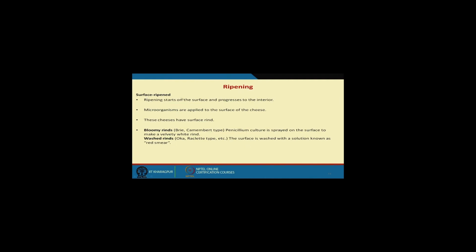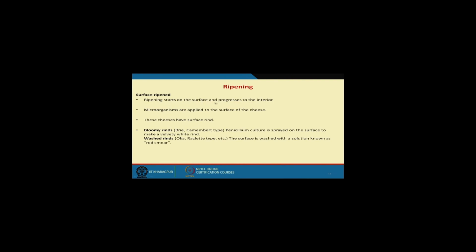Now another is surface ripening. Ripening starts on the surface. In interior ripening, ripening takes place throughout the cheese. But in surface ripening, it takes place only on the surface first and then progresses to the interior. Microorganisms are applied to the surface of the cheese, and then the cheeses are surface ripened. The examples are bloomy rind and washed rind. These are the two types of rind we have. This is done by using the penicillium culture, which is sprayed on the surface.